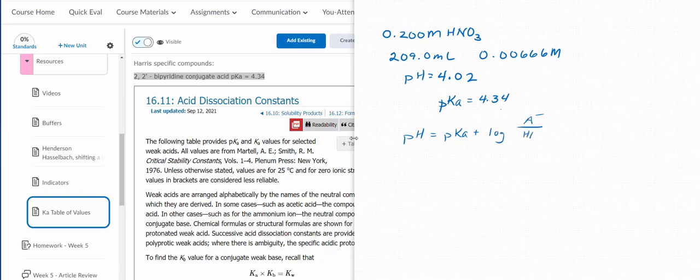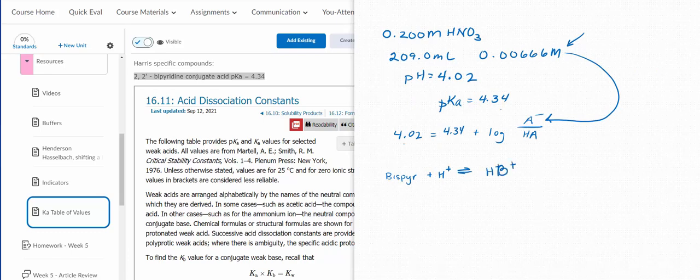base over the weak acid. So here we have 4.34 here. Our pH is going to be 4.02. So when we say we have 209 milliliters of this amount of my bipyridine, what I have is the amount of base, not of acid. So what I have is this bipyridine plus hydrogen is going to be in equilibrium with the conjugate acid of the base.